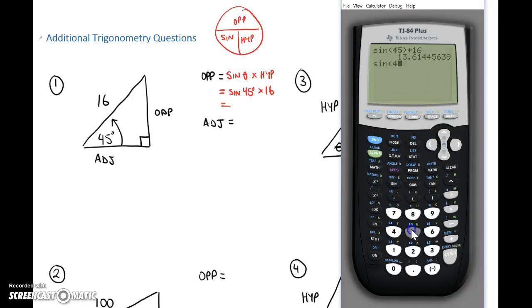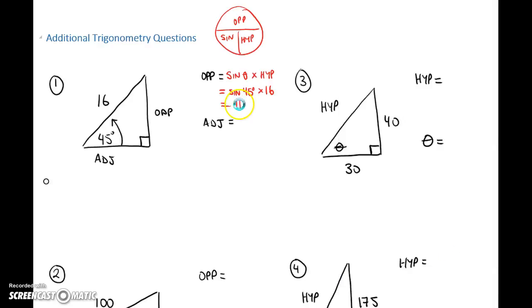Sine of 45, close brackets, times 16. Come on. 11.31. Okay, so be careful because if you don't have it in degrees, then you're going to get messed up values, right? Guaranteed you're going to be in radians, and then you'll be halfway through the test, and you look over at the person beside you, and you're like, what is going on? I'm not getting the same answers as the dude beside me. So as soon as you start your test, or as soon as we start any of these exercises, just make sure that your calculator is in degrees. Okay, so this one right here is going to be 11.31. Okay, let's do the next one.